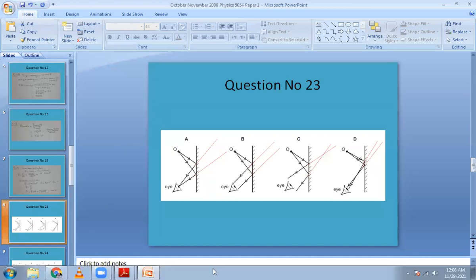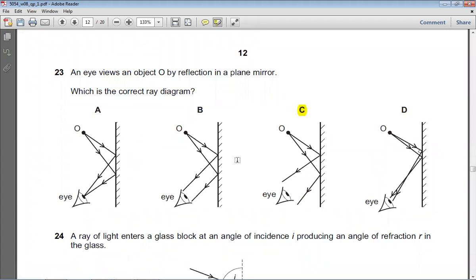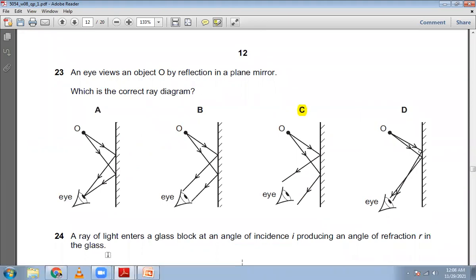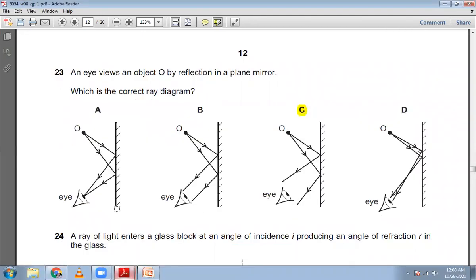And C, question number 23, let's check. Question number 23, I think C is the right option, sir. I hope that you have understood how we have prolonged the reflected rays behind the mirror, and we have chosen that diagram in which the reflected rays, when you prolong them behind the mirror, intersect each other. So I think C is the best option, sir. Question number 23, C is the right option.